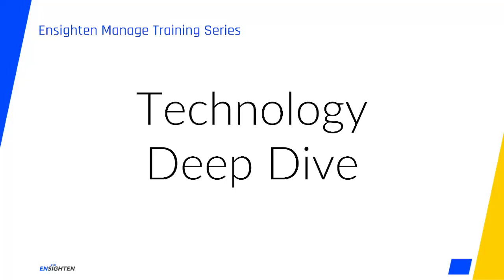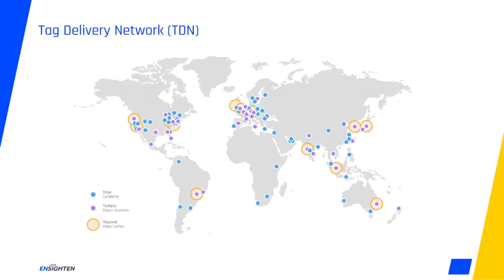In this video, we'll be covering a deep dive on how the tags on your page got there and what they're doing. We'll dig into topics like the tag delivery network and why the tags are delivered to the page in a very specific way. Let's start off with the tag delivery network, or TDN.